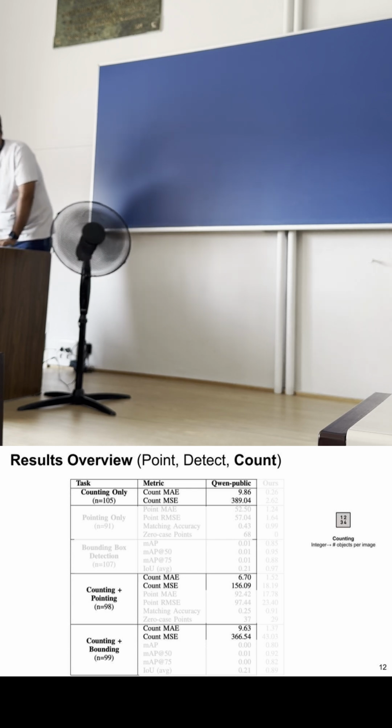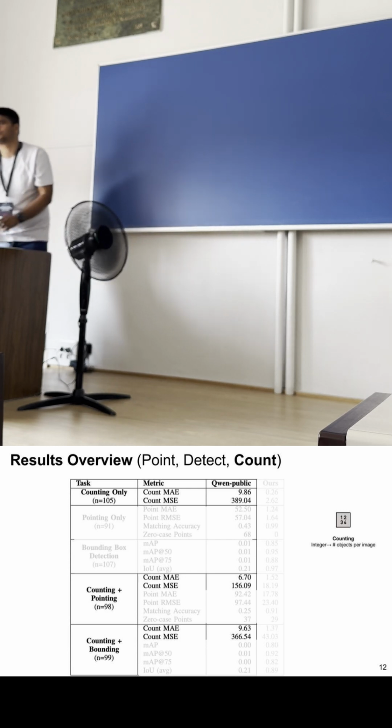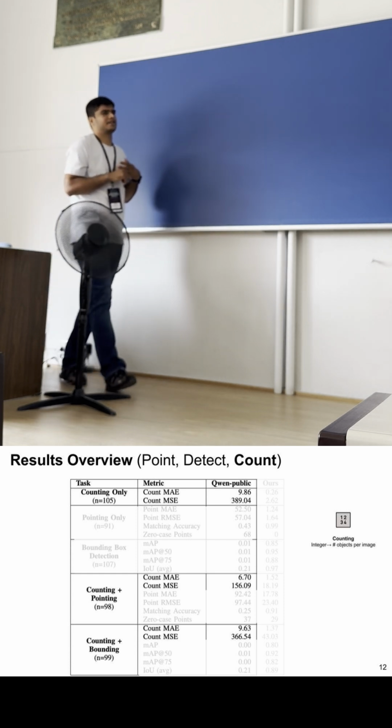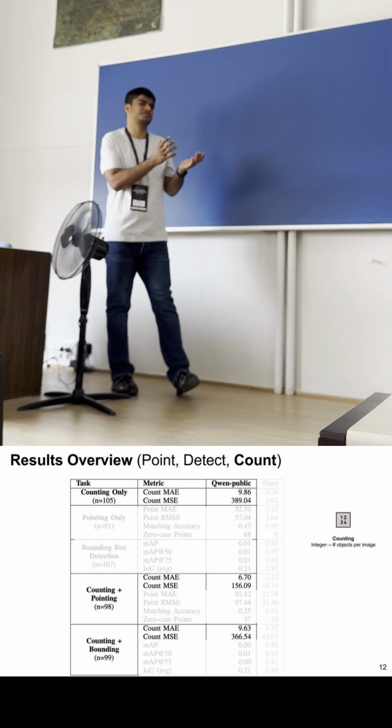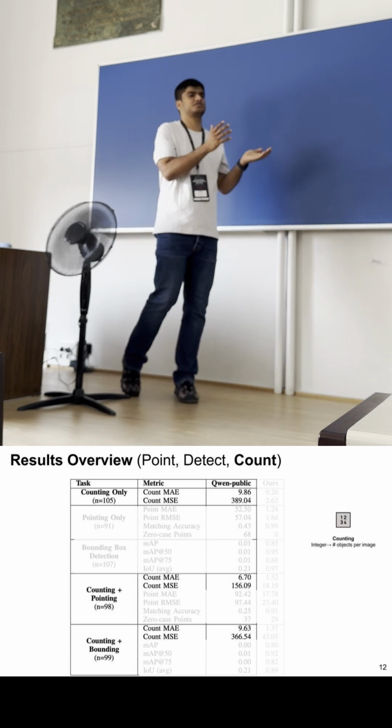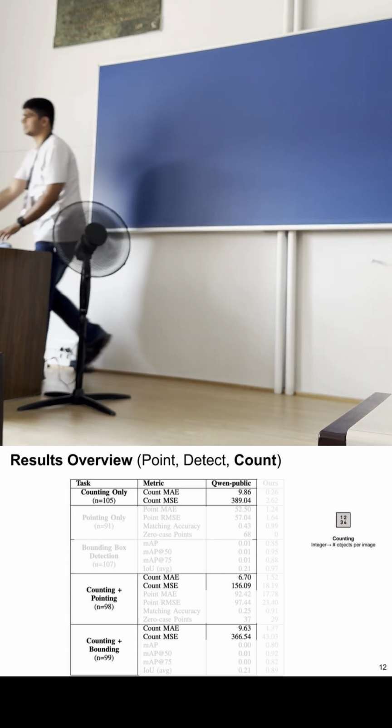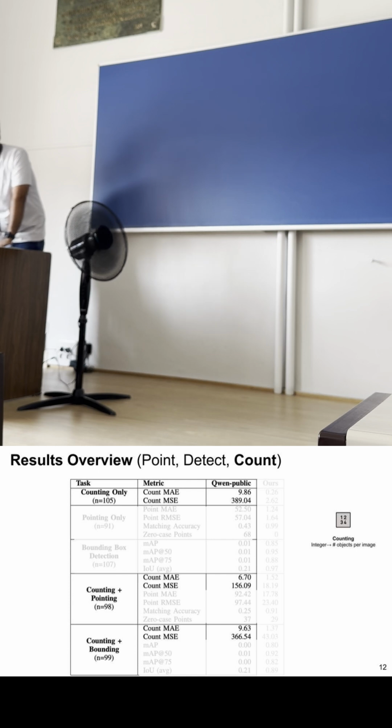Okay, now let's start with the counting task. It's a very trivial task. In this task, you ask the model how many of some object there are. For example, how many polyps are there, or how many instruments are there. So this is a very simple task. These are some metrics. This is MAE, which is the error, like counting error.